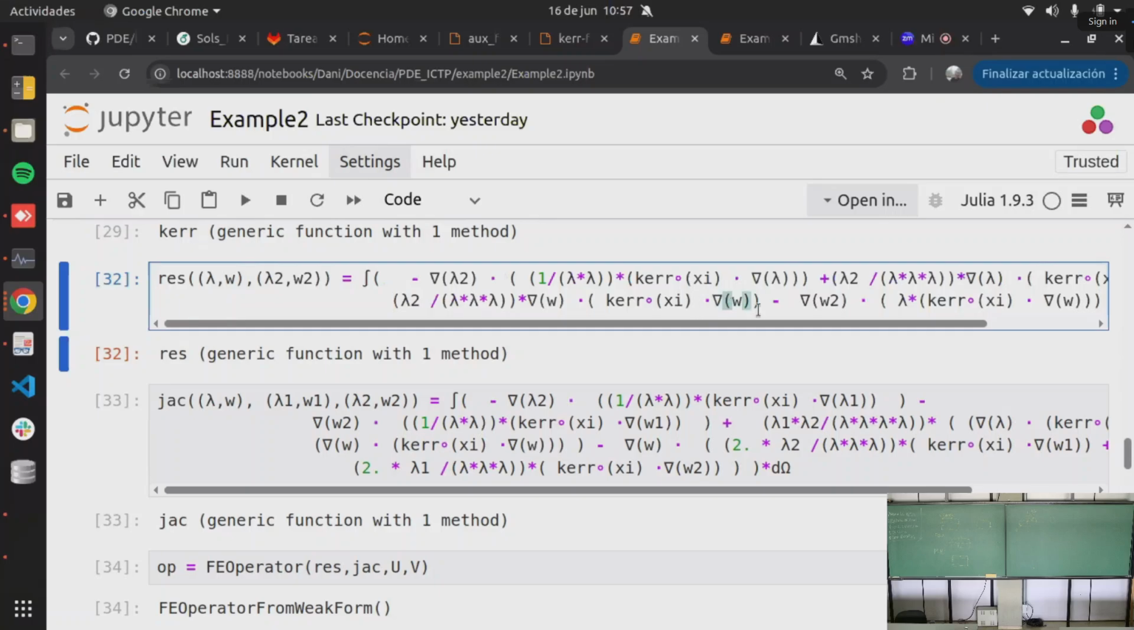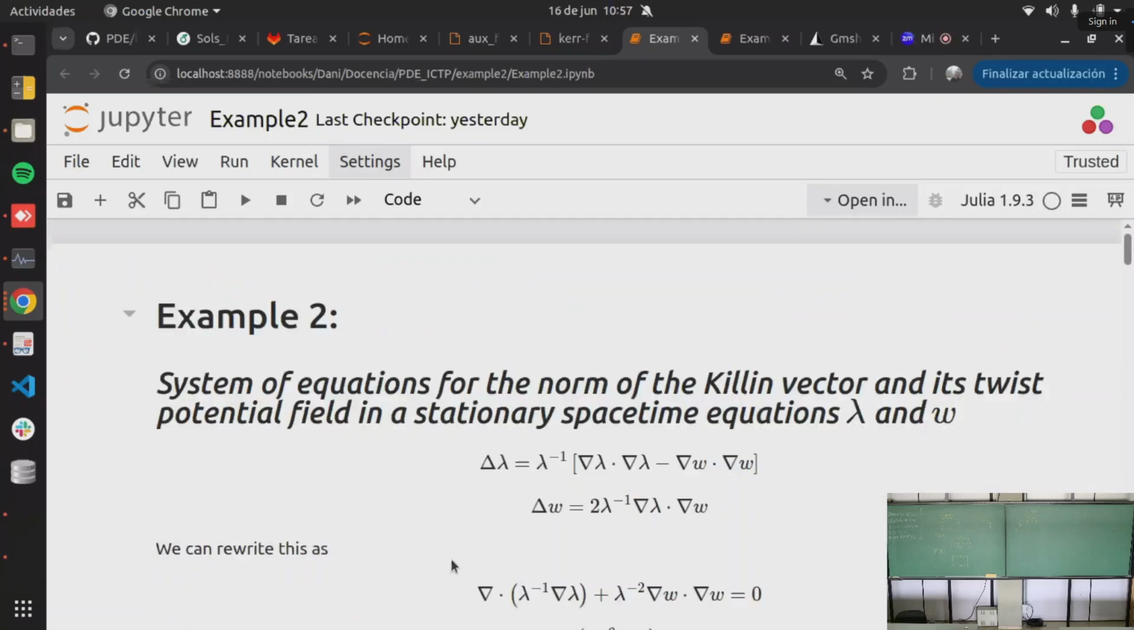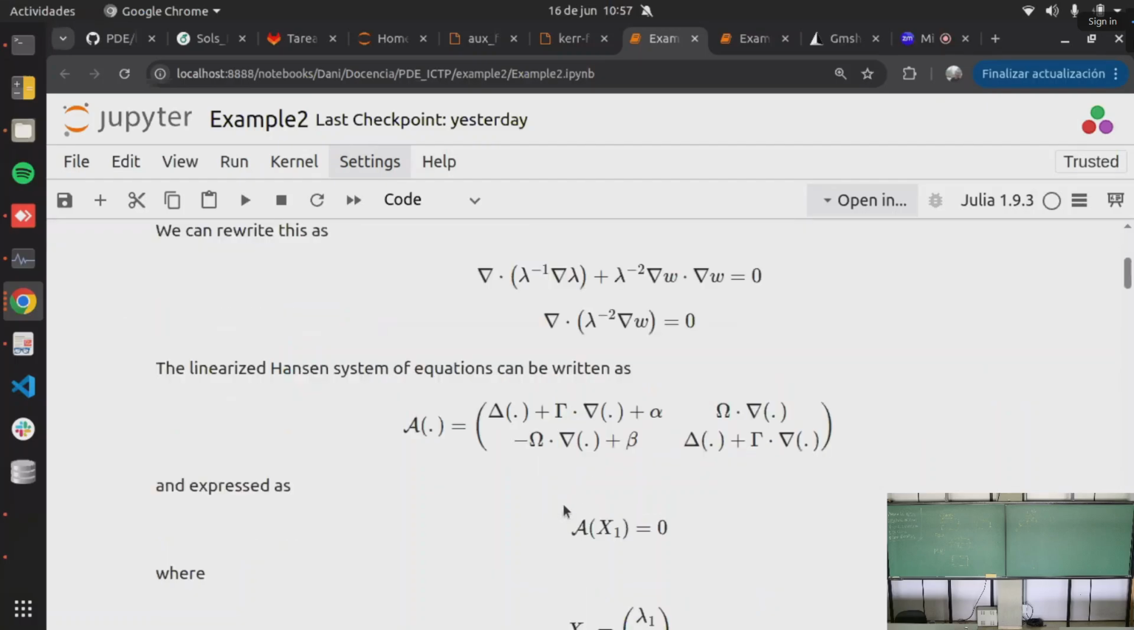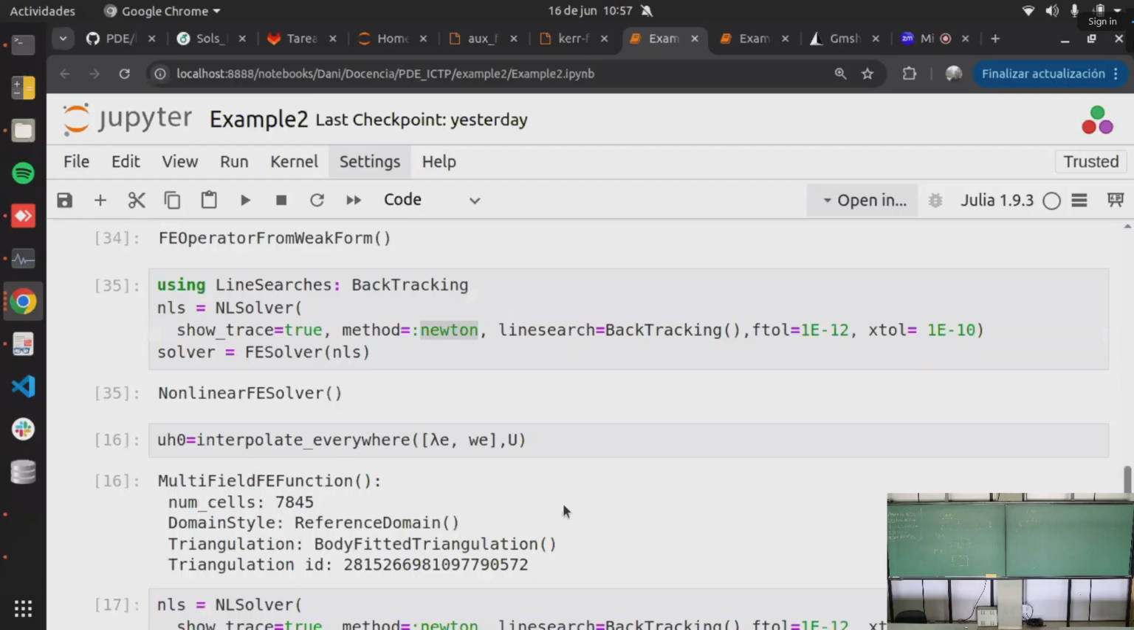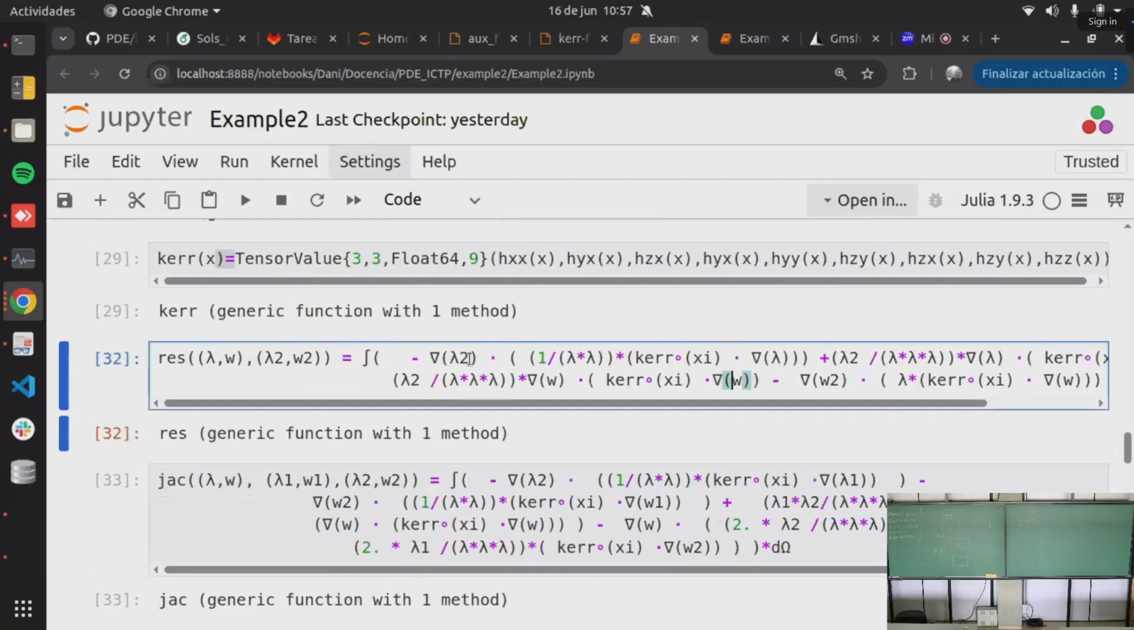W is an unknown function here. This is W. Remember W and lambda, so in this way I use the same notation. Lambda is our known function, and W is our omega. This is the test space, and this one is the correction of step n minus one, the previous step.